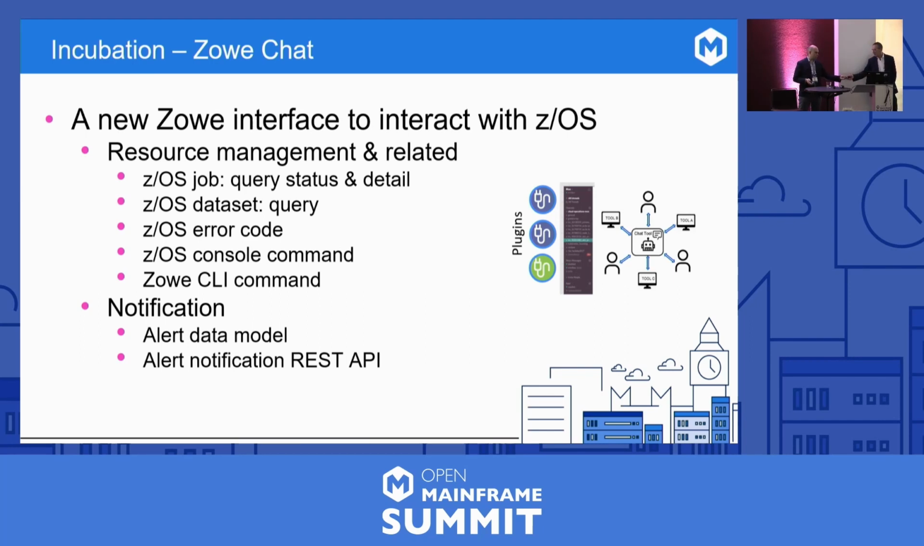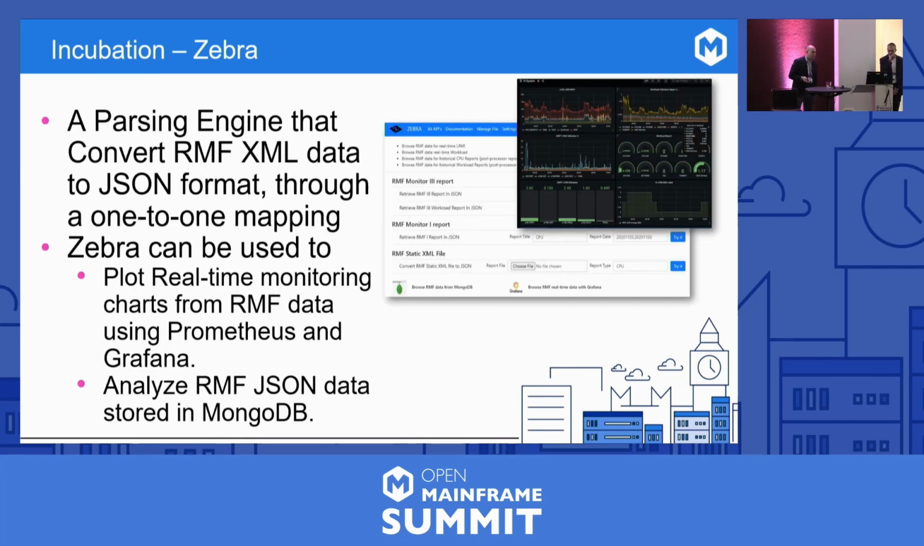Next incubator is Zebra, and this morning they gave a great session on it. It's a parsing engine to convert RMF data into JSON format, so you can store it, for example, in a MongoDB and make analysis on top of it, or you can have a dashboard in Grafana using Prometheus. And as I said, there is even a demo. You can even play with it. Just look at the Zowe.org website for the Zebra incubator.